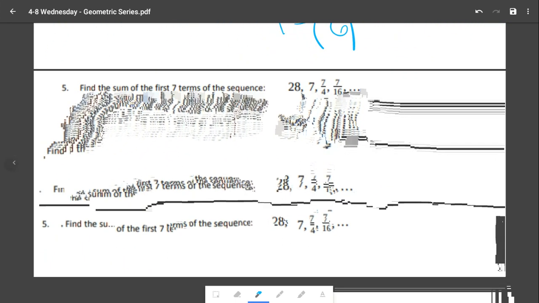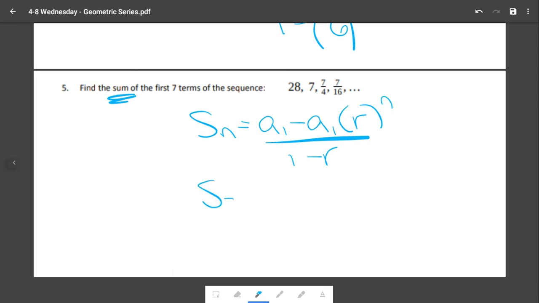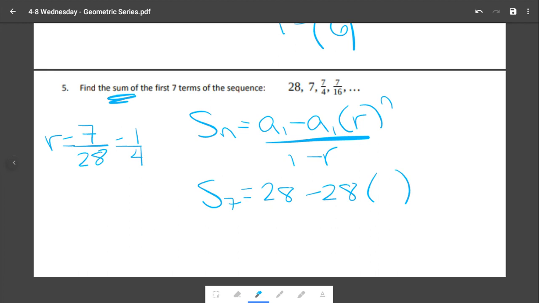Last one. Same thing, press pause, give it a shot. When you think you got it, press play and you can check your answer. Okay, find the sum again. So here is our formula. So we're adding together 7 terms. A1 is 28. R, again, if you need to, you can do it off on the side. You should get 1/4.